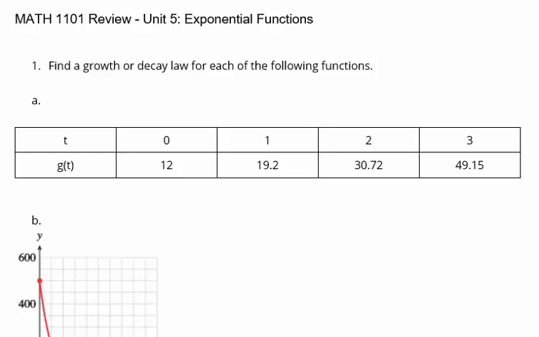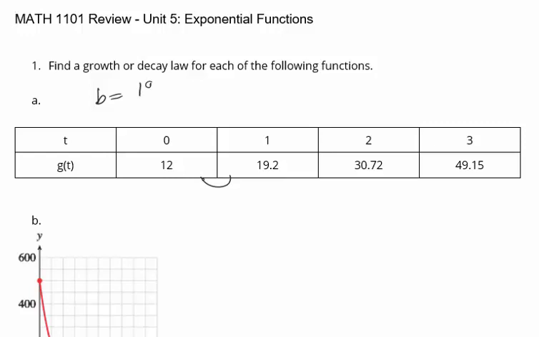Okay, let's take a look at some of the questions on the Unit 5 review on exponential functions. For number 1, we want to find a growth or decay law for each of the following functions. We're given a table of values for part A. We can see that the function is growing because the g of t values are increasing as t increases, but we want to know what that growth factor would be. So we'll find it by taking the quotient of two consecutive g values.